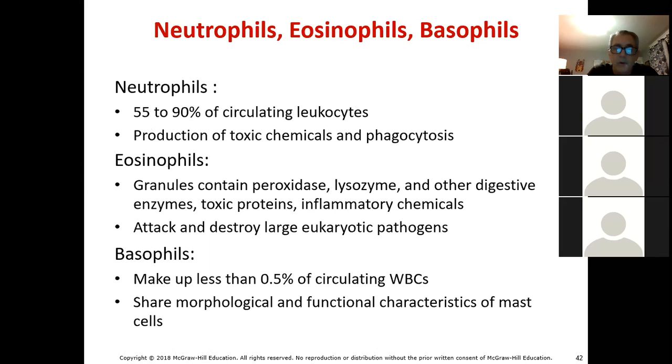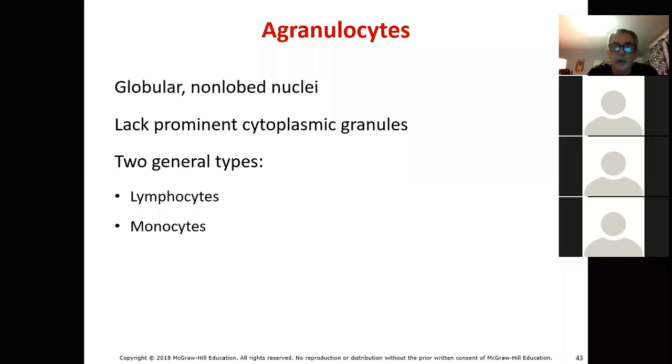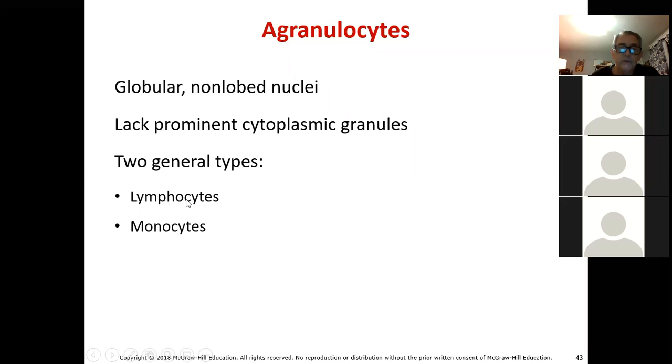The basophils are a very small percent of the circulating white blood cells. They are very similar to another cell that I keep mentioning, mast cells. They have a lot of histamine and play an important role in allergies. The agranulocytes don't have all these different compounds in their cytoplasm. They are the lymphocytes, the B and T cells, and the monocytes. The monocytes travel throughout our circulation. When they arrive at a site of infection, they become these large phagocytic cells called macrophages.